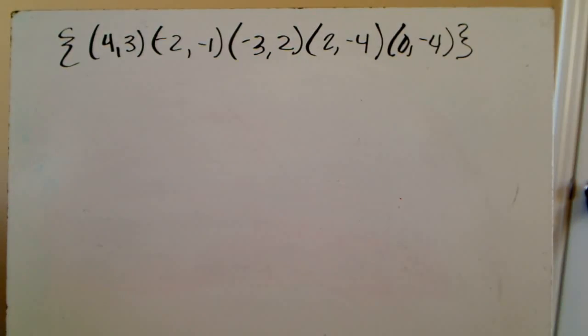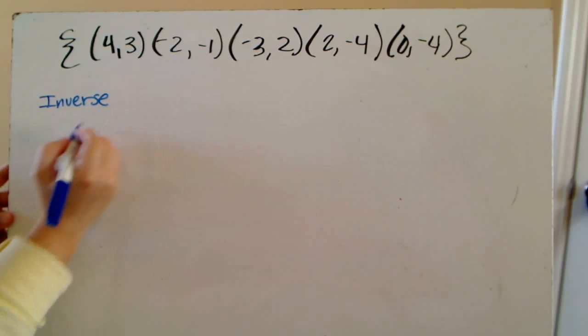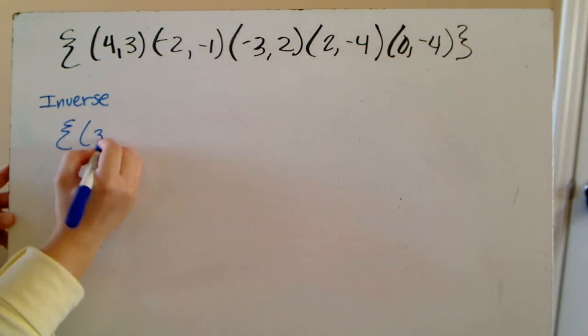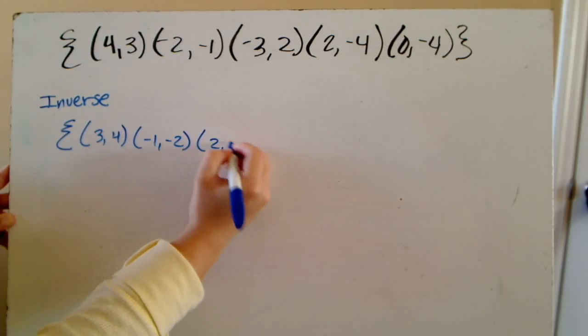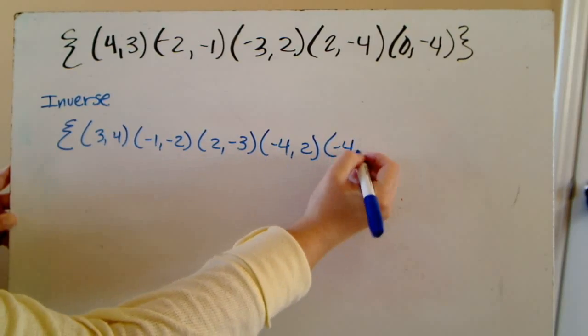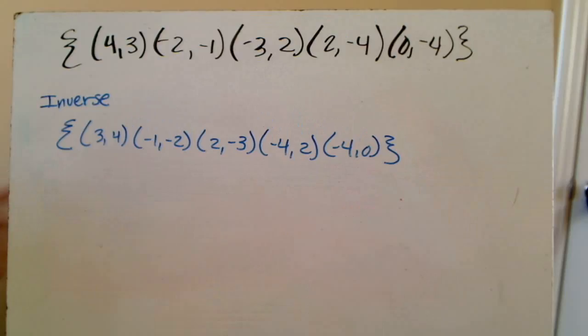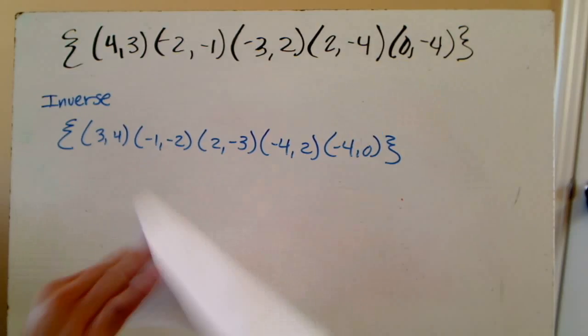And basically to write the inverse, you just take these numbers and you switch them. So you switch your X values and you switch your Y values. So then the inverse would be 3, 4, -1, -2, 2, -3, -4, 2, and then -4, 0. And that's all you would need for the inverse. And those are the main points of this section.